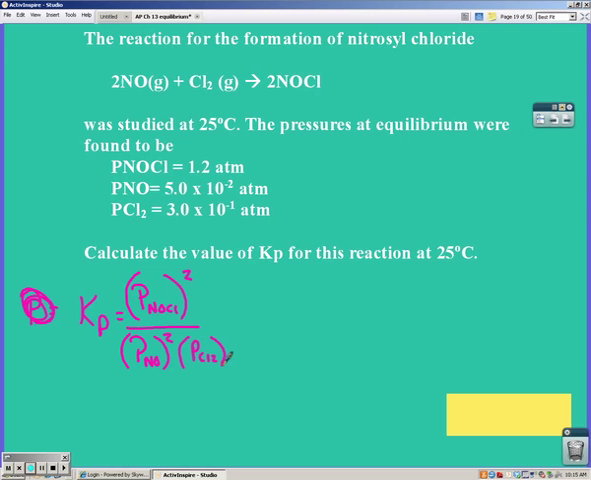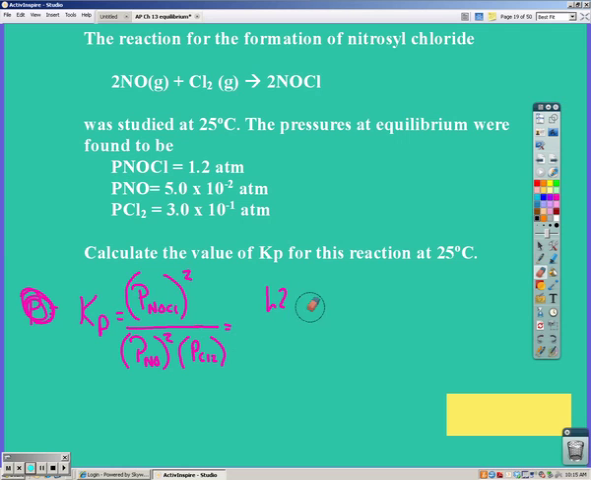If you notice, it looks very similar, except now we have to put P and we don't have brackets. Very important that you have those two things. Now we just plug in everything from our data. These again were pressures at equilibrium. They do all have to be in the same pressure units. And so we determine our Kp to be 1920.